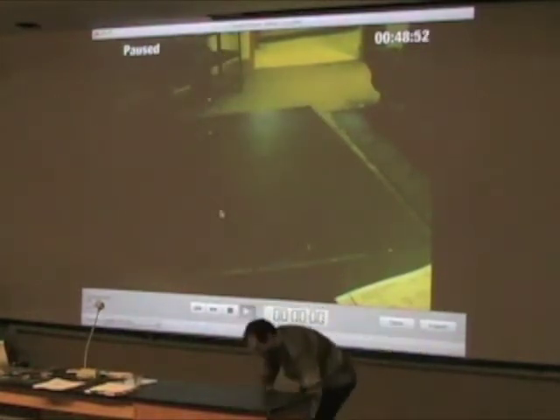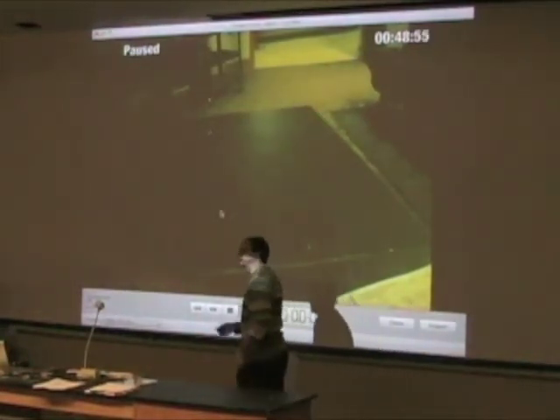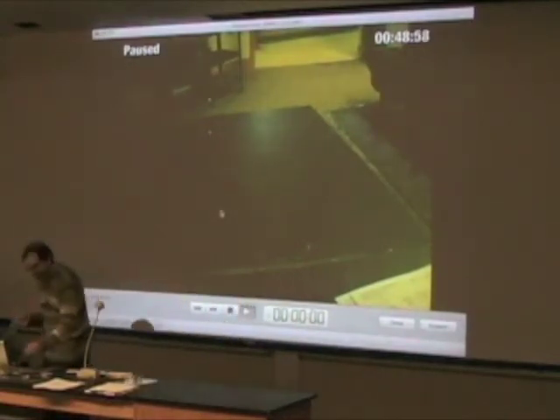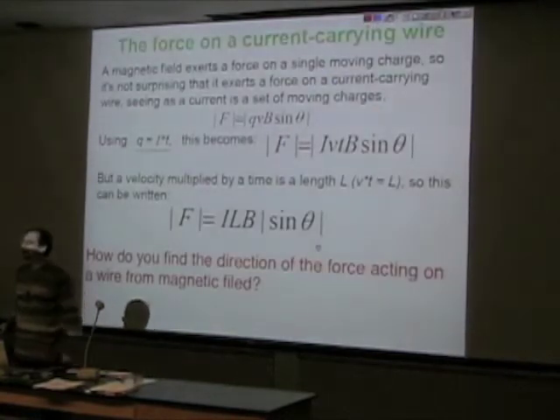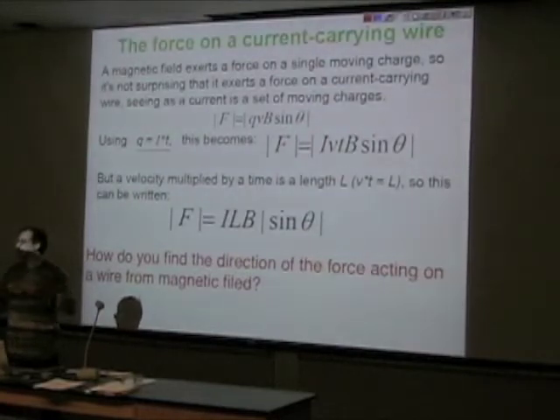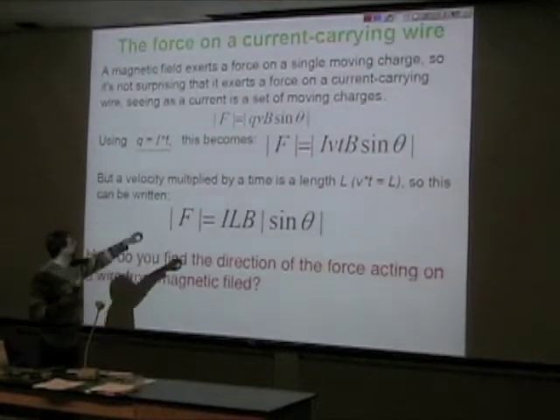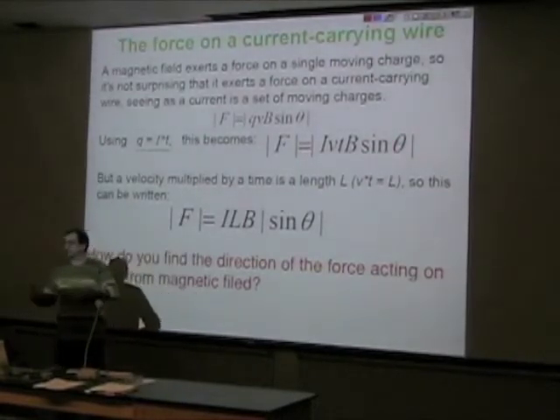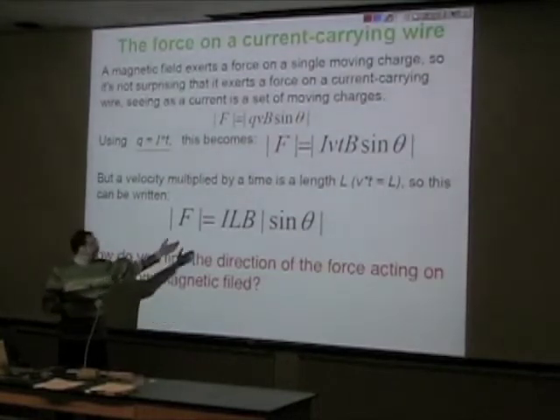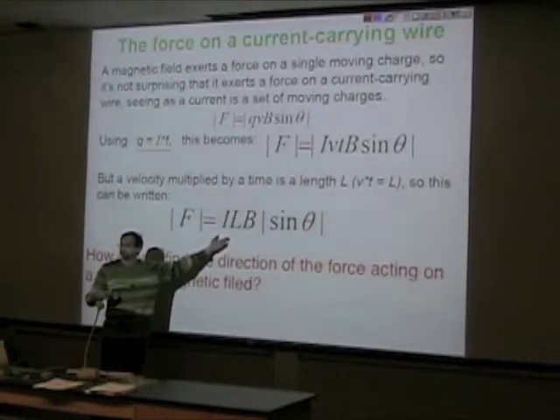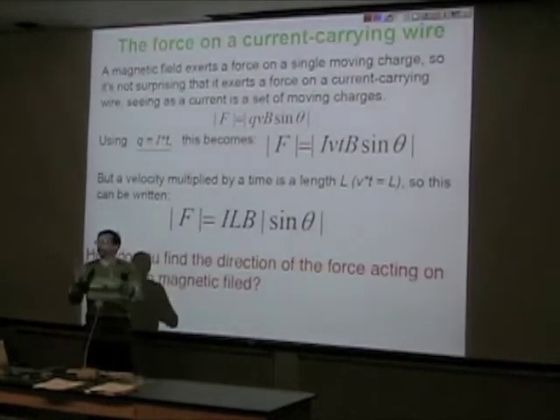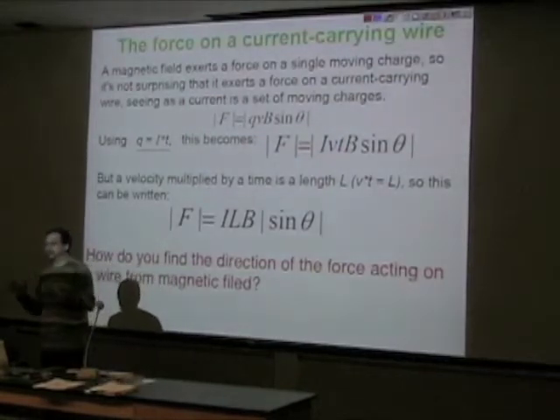What we didn't know yet is how we would calculate the magnitude of this force. It's easy. We just have to multiply the force acting on one charge by the number of charges. And in that case, the expression for the force acting from a magnetic field on a wire with a current turns out to be this. It's proportional to current, magnetic field of course, the length of a part of the wire, which is in the magnetic field.